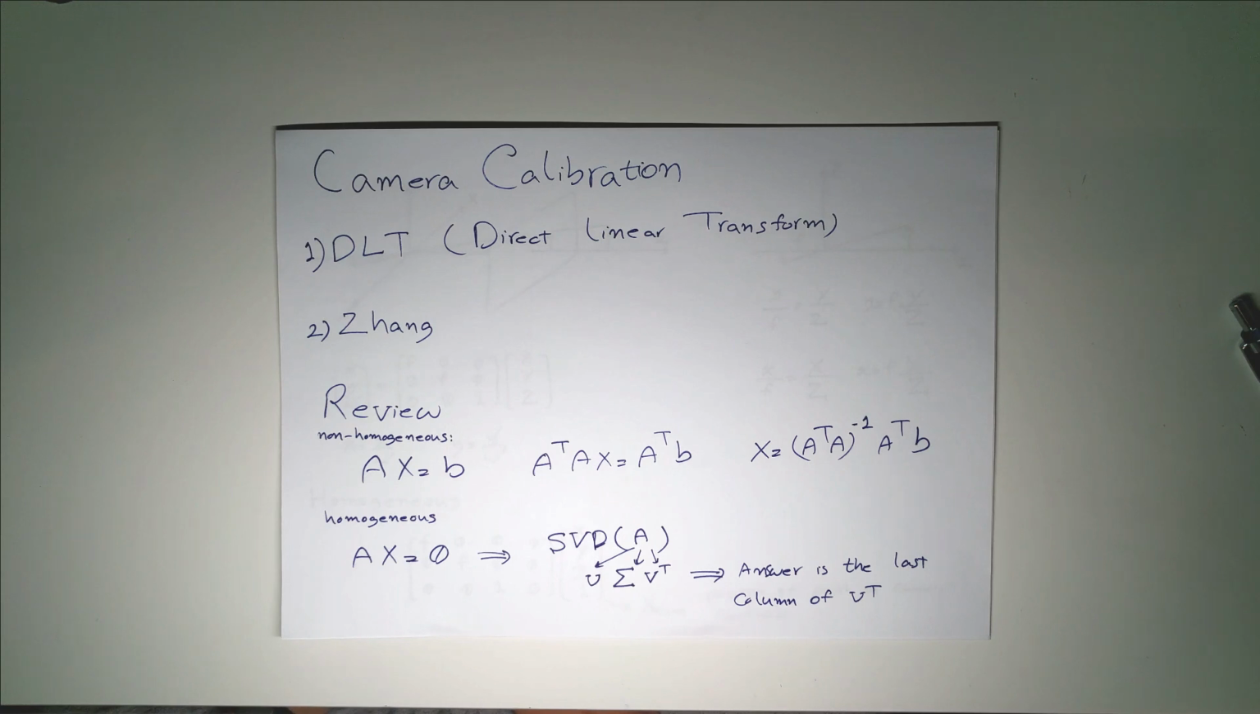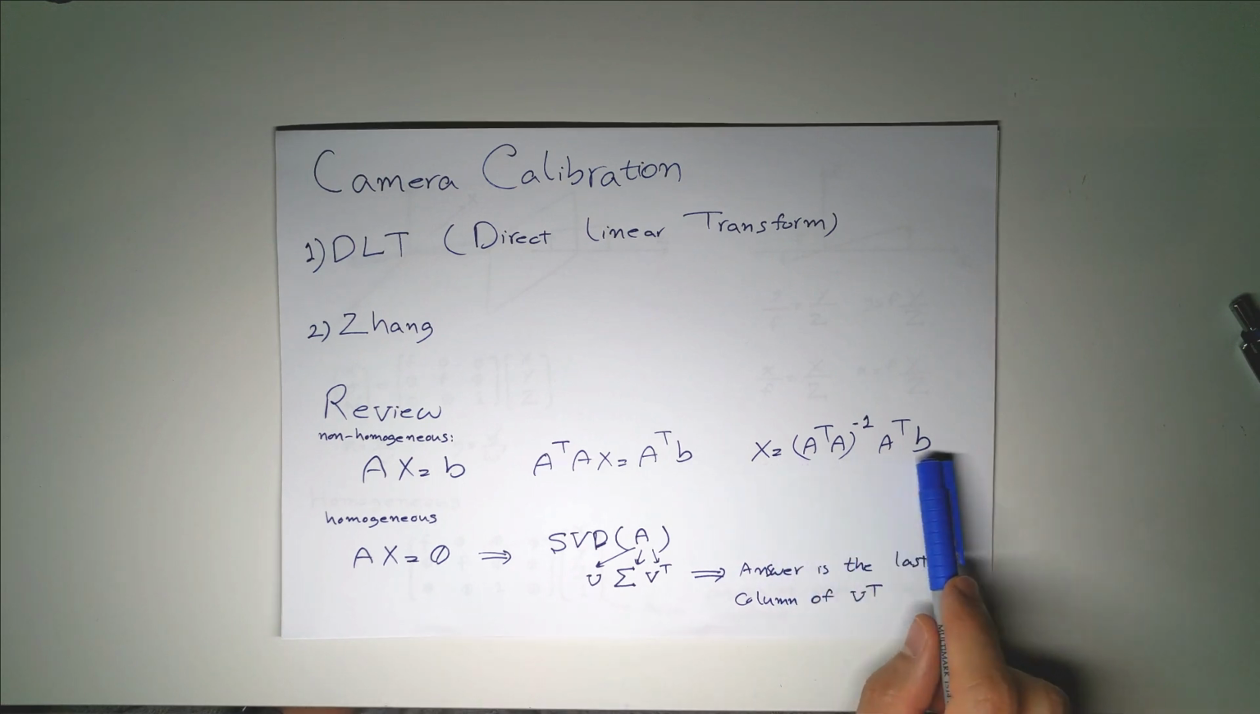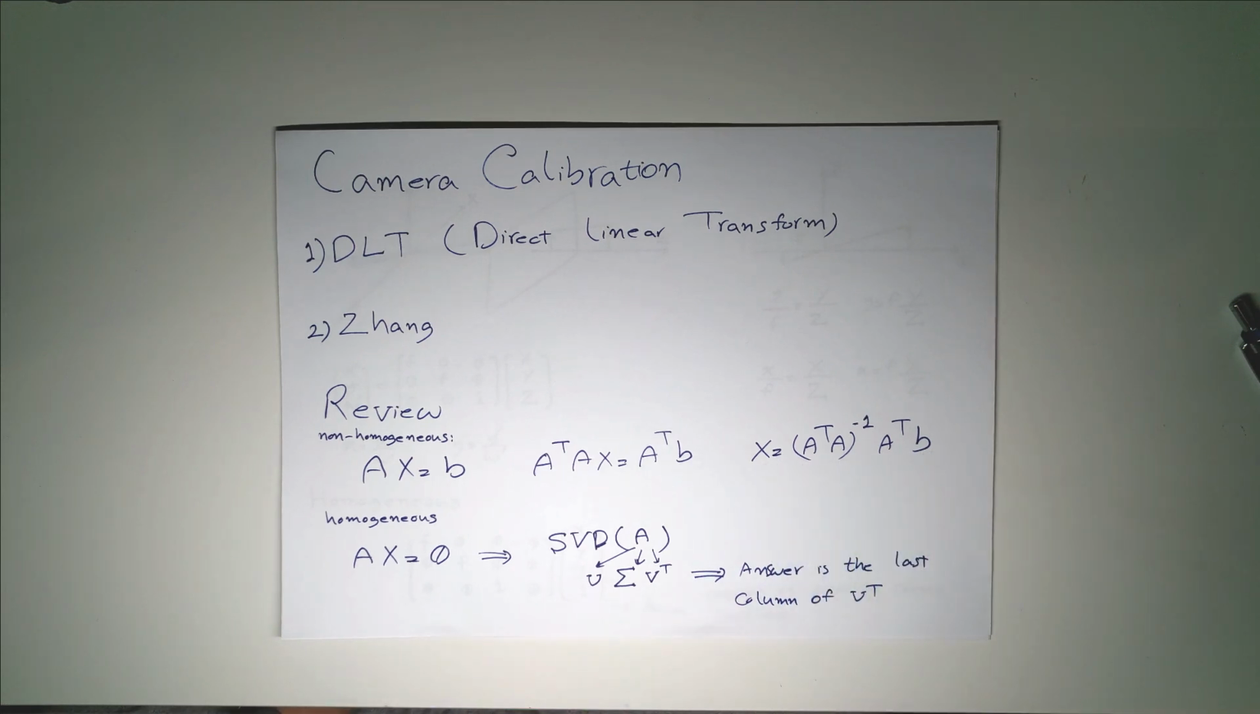If I have a homogeneous set of equations, that means the other side is zero. Well, if I do this, I will get one obvious answer, which is x equal to 0. So I can imagine here everything is going to be 0. So I cannot do the least squares.